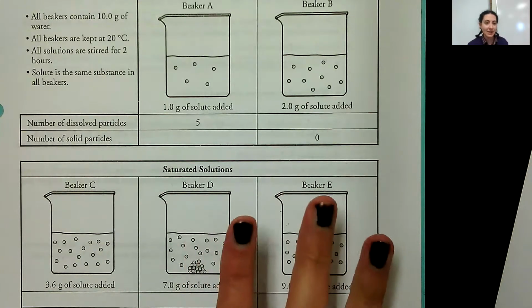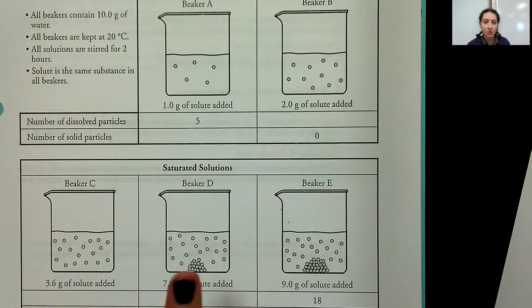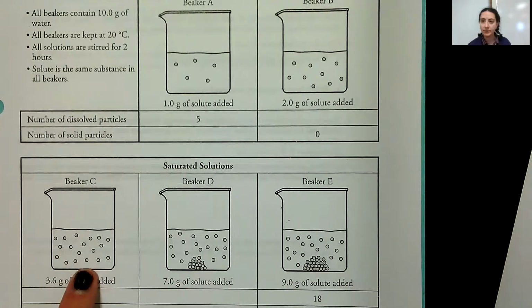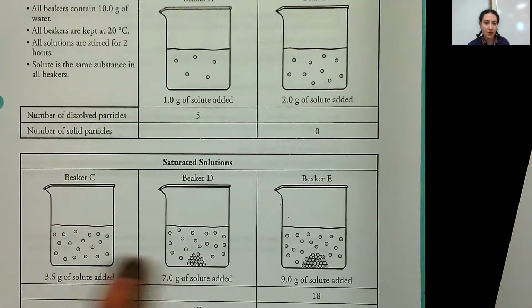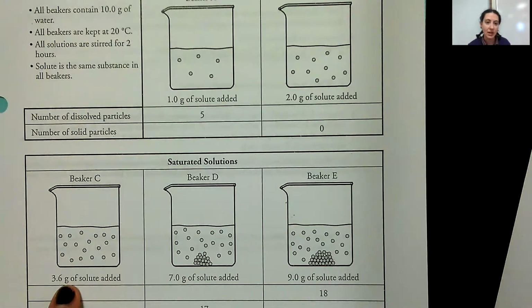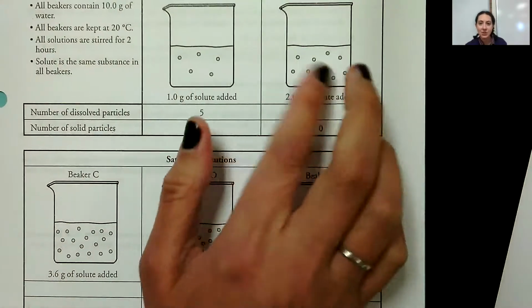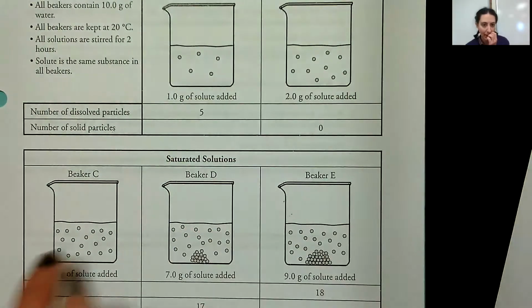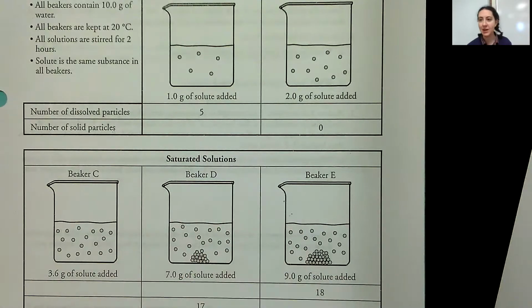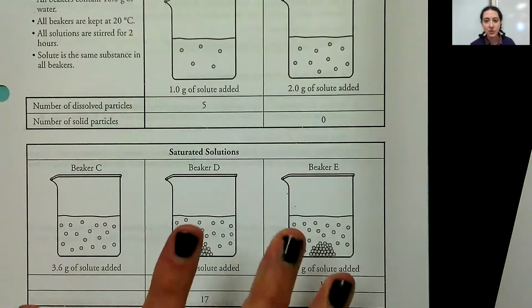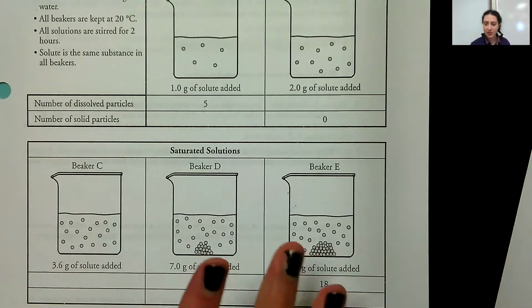So this is a great example. Our saturation point is probably here. We're not really sure. It's somewhere between these 2 points, somewhere between 3.6 and 7. These are unsaturated solutions, and these are both supersaturated. There's too much in there. It cannot dissolve anymore. So that's kind of a good visual of what this definition is.